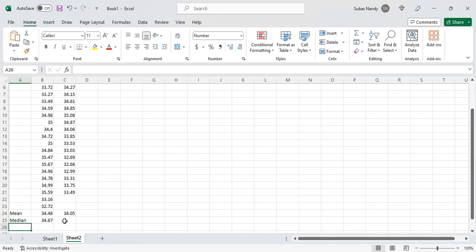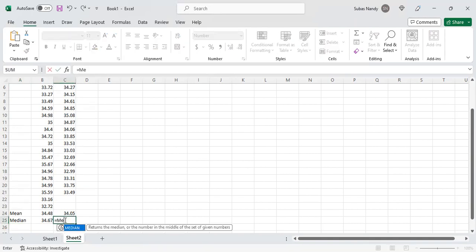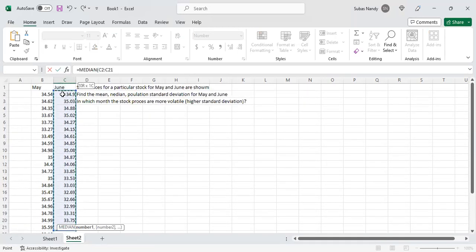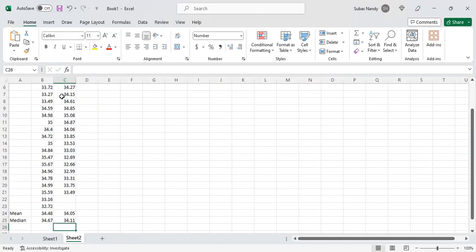Okay. And let's calculate the median for June, equal to median. Double click on that and then highlight from C21 through C2 and hit enter. So again here the mean price is almost equal to the median, same as in the month of May. So it seems like the stock prices are approximately symmetric.